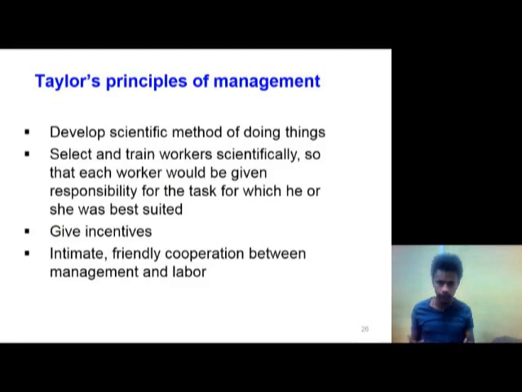Then you need to select the workers. You need to give a training for those workers.